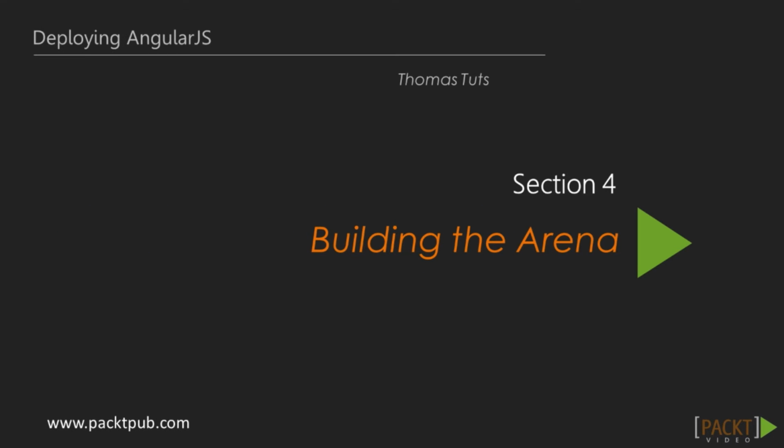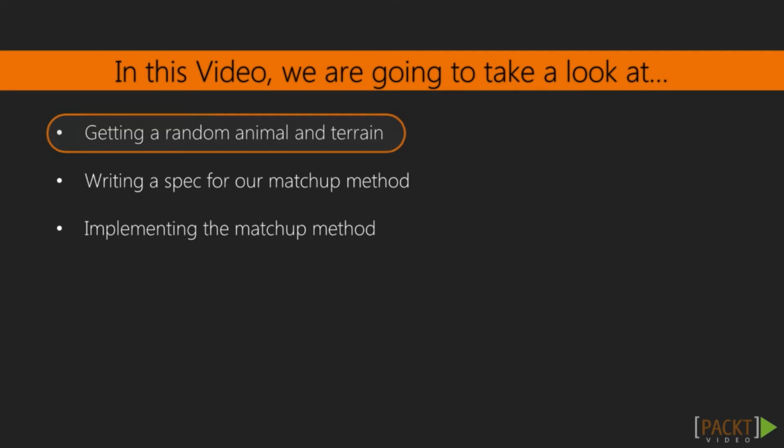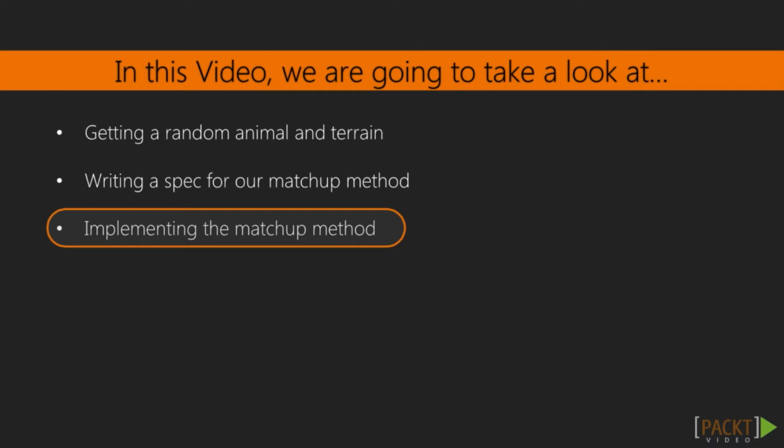This is the first video of section 4 on building the arena. In this video, we're going to generate the matchup that is going to contain both a random animal and a terrain. The first thing we'll do is writing methods for getting a random animal and terrain. Afterwards, we're going to write a spec to make sure our matchup generator works as intended. And lastly, we'll implement the matchup generating method using our test spec as a reference.